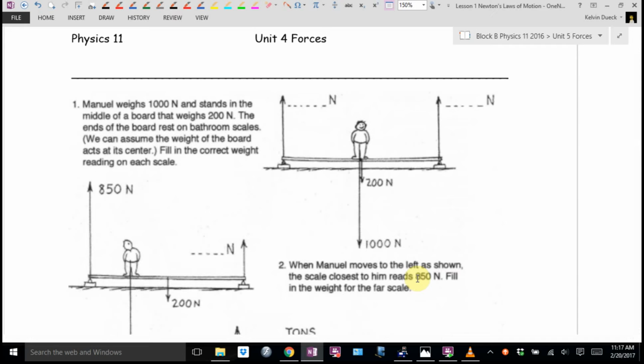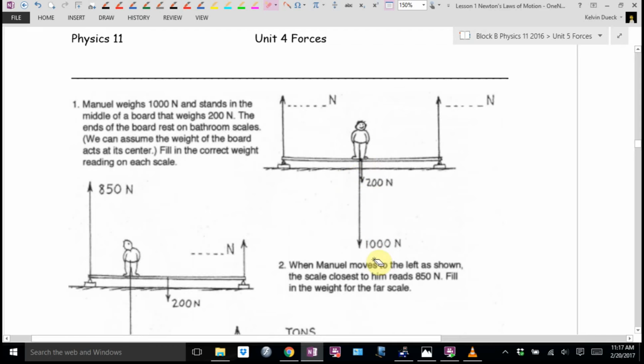Newton's first law is very powerful because it helps you reason your way to any missing forces. So Manuel weighs 1,000 newtons, that picture right there, and stands in the middle of a board that weighs 200 newtons. The ends of the board rest on bathroom scales, and we're going to assume the weight of the board acts at its center. Fill in the correct weight reading on each scale.